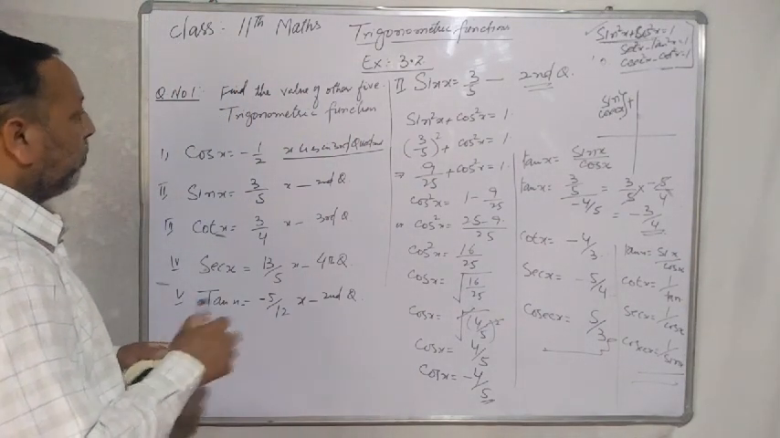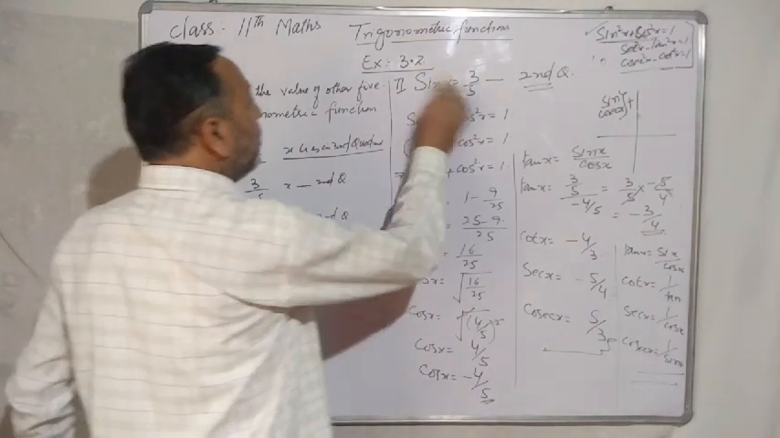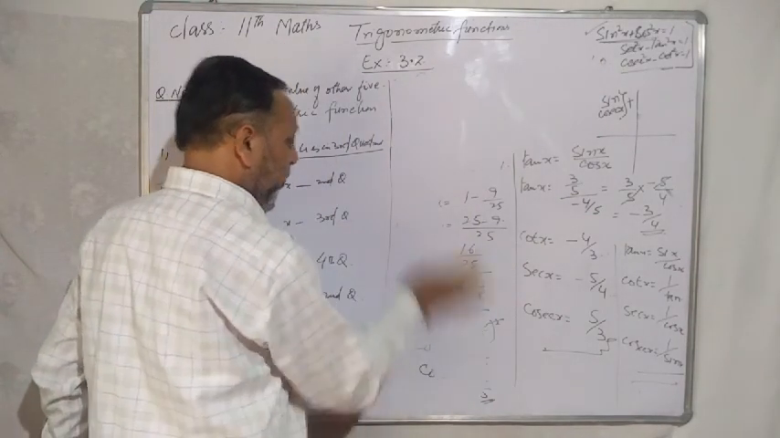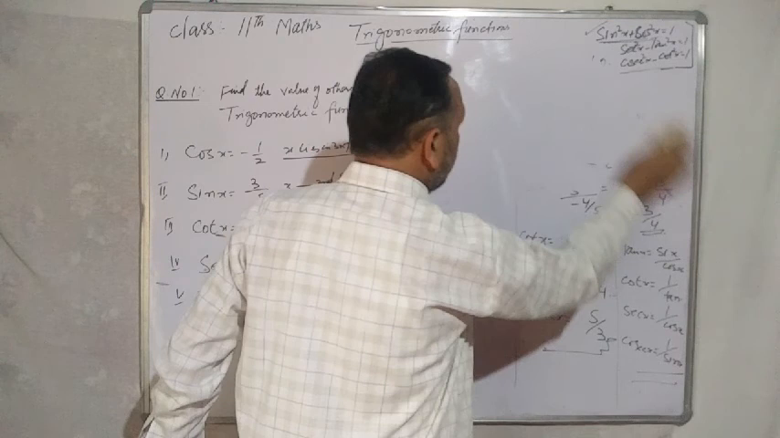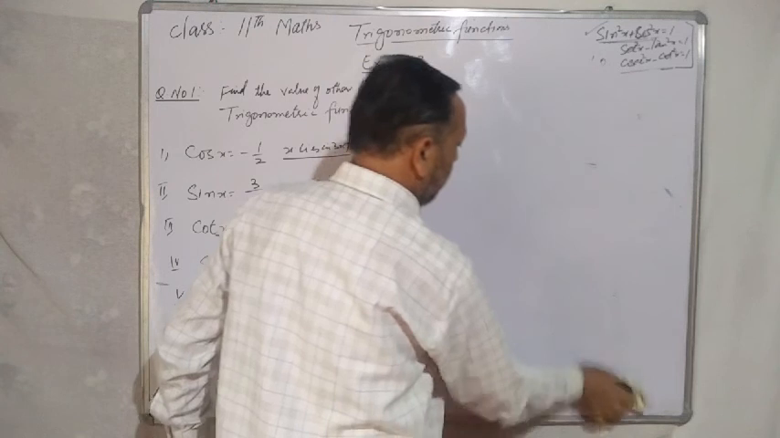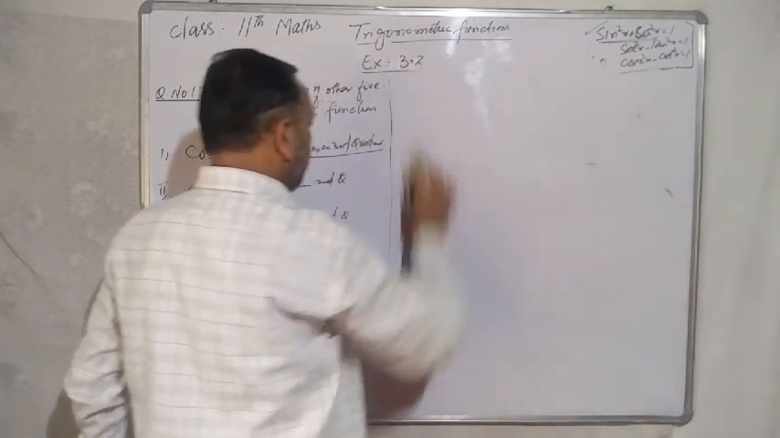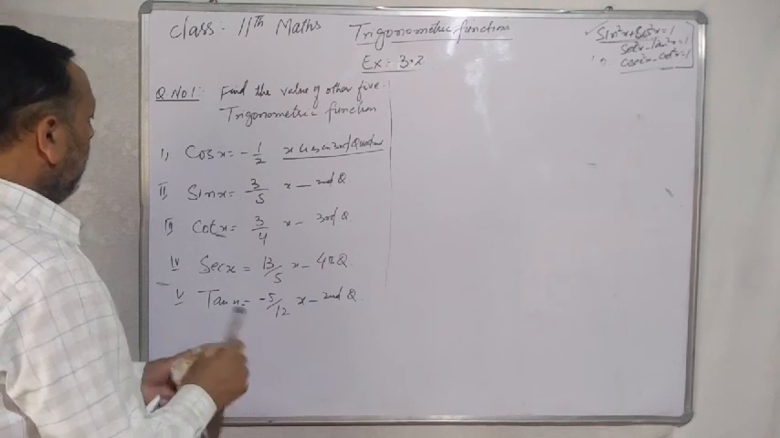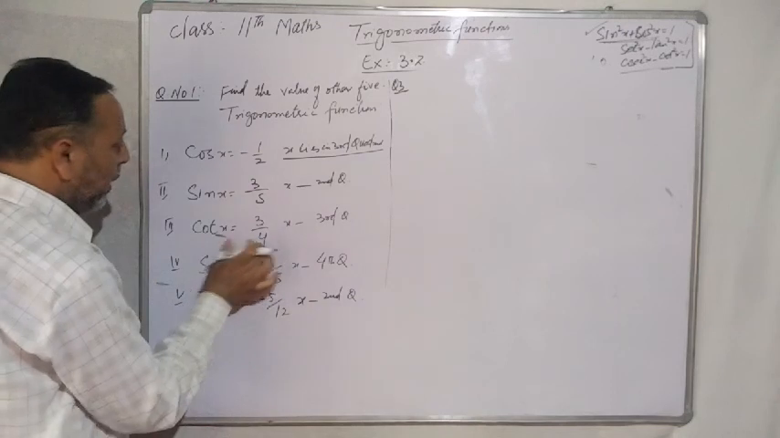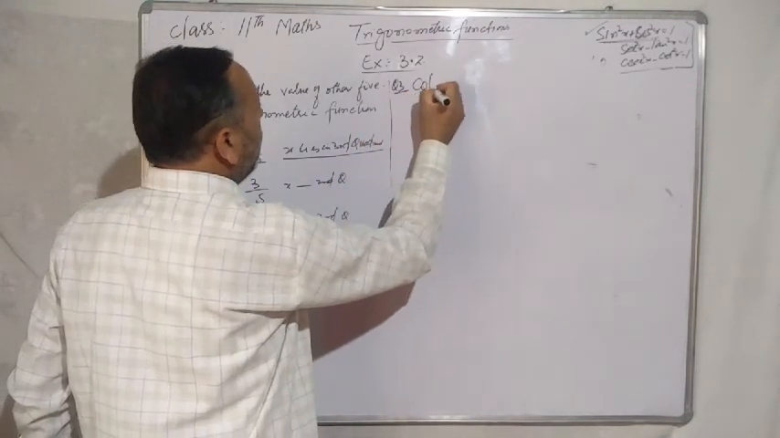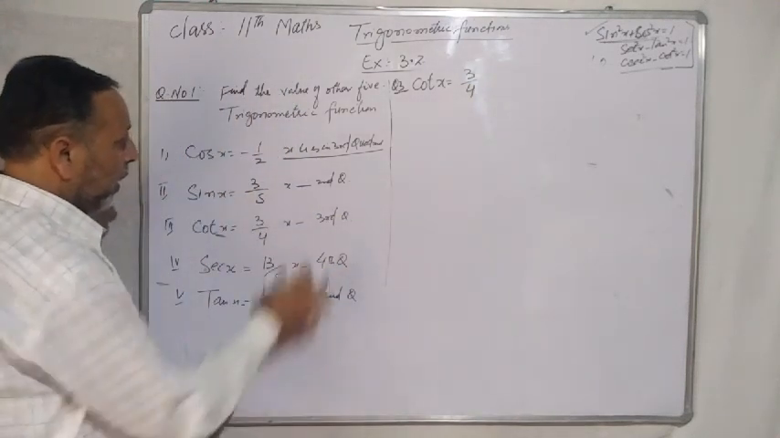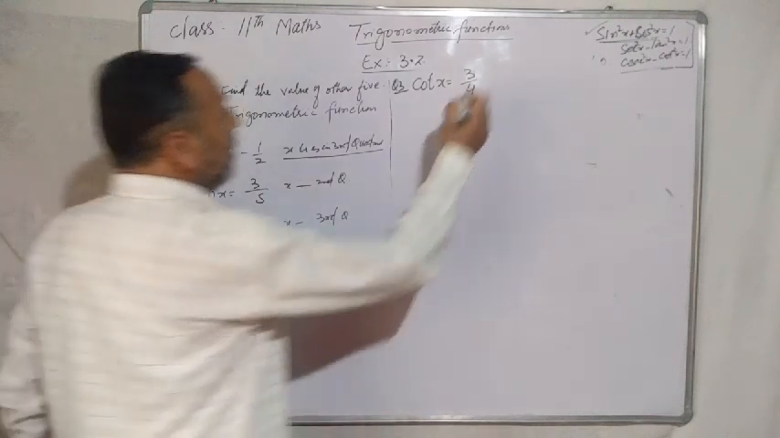Question 3. The third question is cot x is equal to 3 by 4, and x lies in the third quadrant.